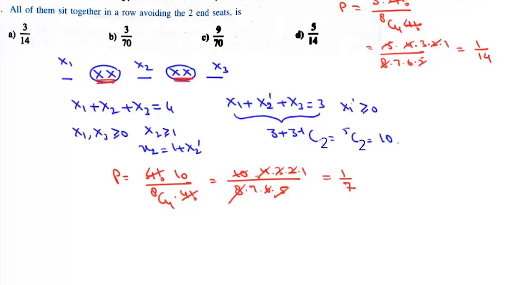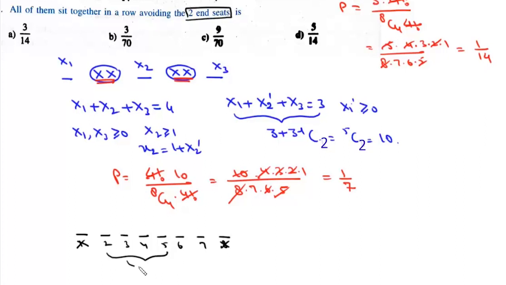Now this third part of the question is all of them sit together in a row, avoiding 2 end seats. So we have 8 seats, 1, 2, 3, 4, 5, 6, 7, and 8. Now we have to avoid this first seat and this 8th seat. Now all of them can sit in either 2, 3, 4, 5, or 3, 4, 5, 6, or 4, 5, 6, 7. So we have 3 choices.